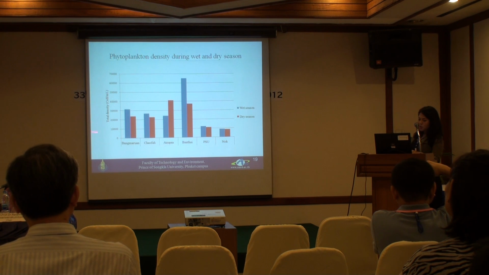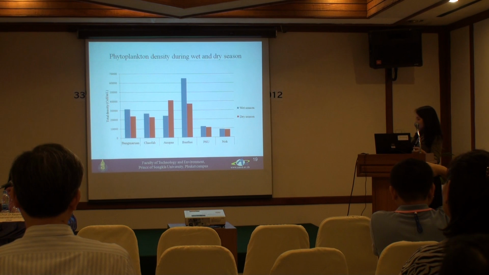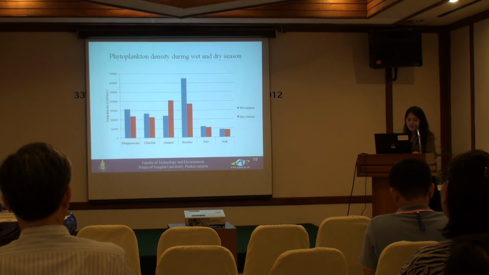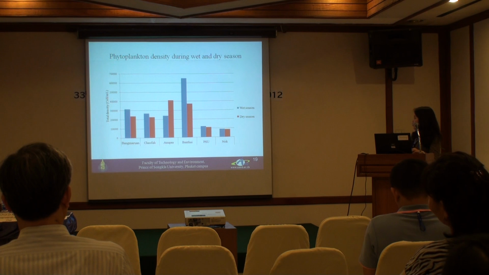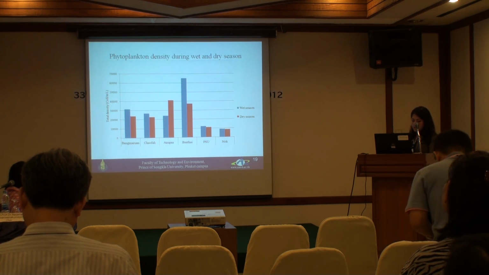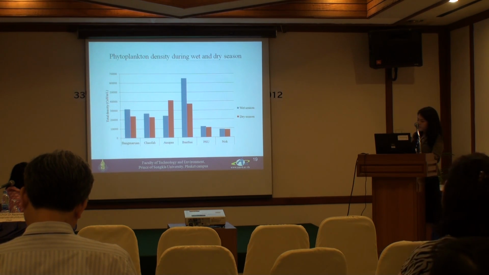This graph shows the phytoplankton density during wet and dry seasons. Density of phytoplankton in the wet season was higher than in the dry season in all reservoirs, except in Anupat reservoir. Ban Thai reservoir had high density in the wet season, while in the dry season, Anupat was higher. No reservoir had the lowest density in both seasons.